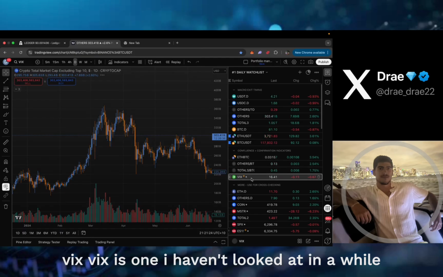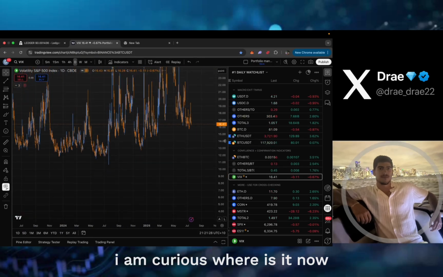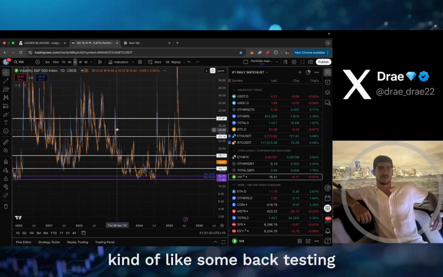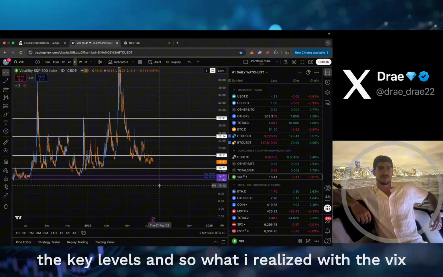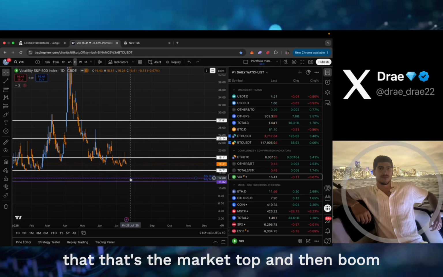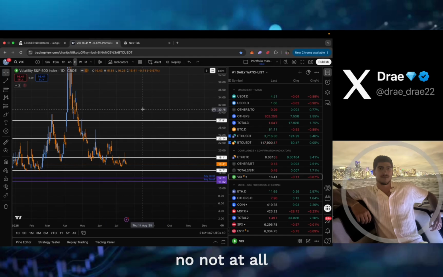All right, VIX. VIX is one I haven't looked at in a while. So this is the volatility index. I am curious where it is now. Because I did some back testing, and I came to realize that 11.82, 12.10, they're key levels. And what I realized with the VIX, which is interesting, is that it's not like once it touches a key level, that's the market top, and then boom, it just goes in uptrend again. No, not at all.